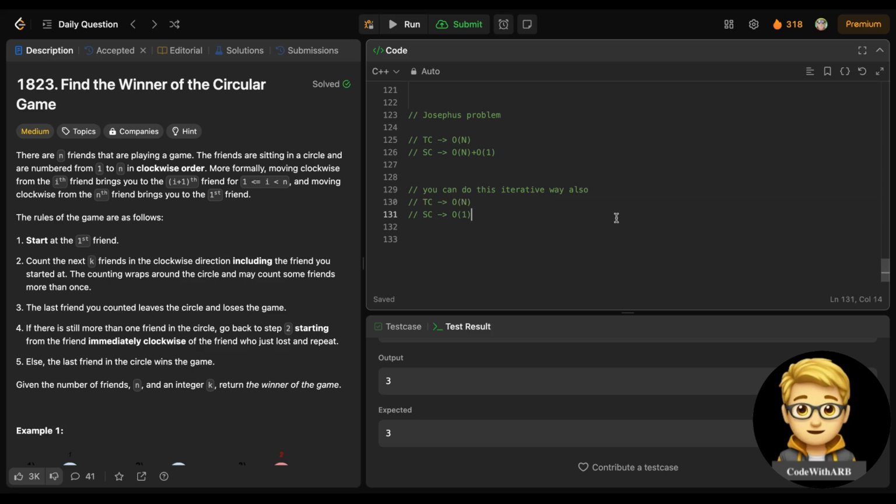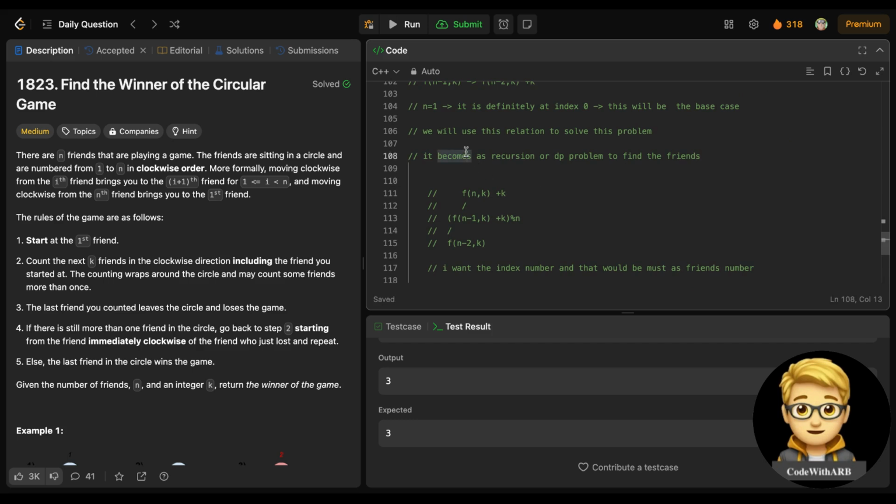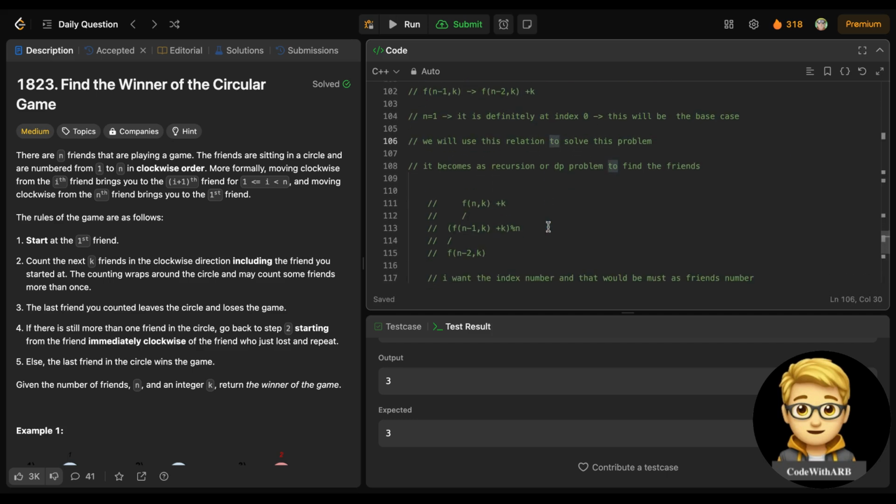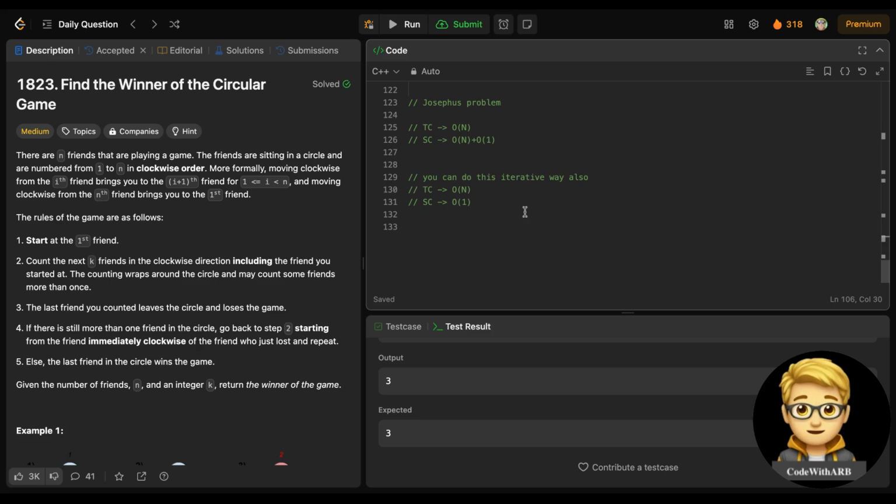The question is not really hard, it's just that it uses math tricks. If you know the math tricks you can solve this, otherwise it is hard.